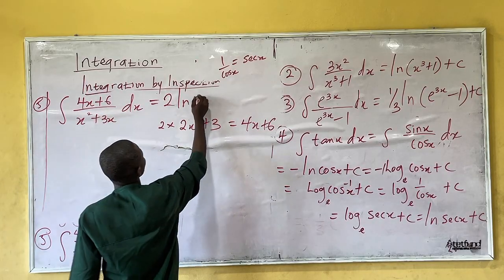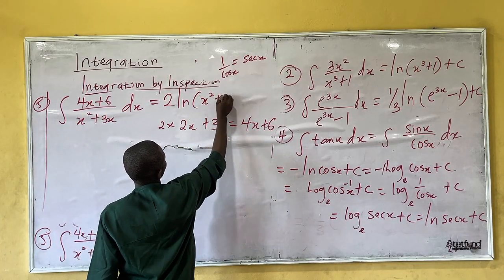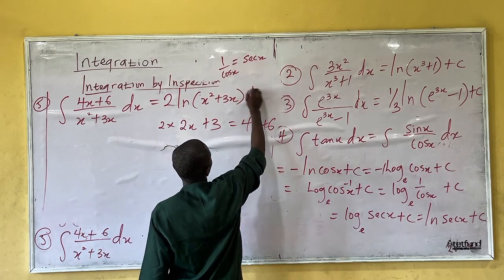It will now be 2 ln of x squared plus 3x. Then don't forget your plus C. As simple as that.